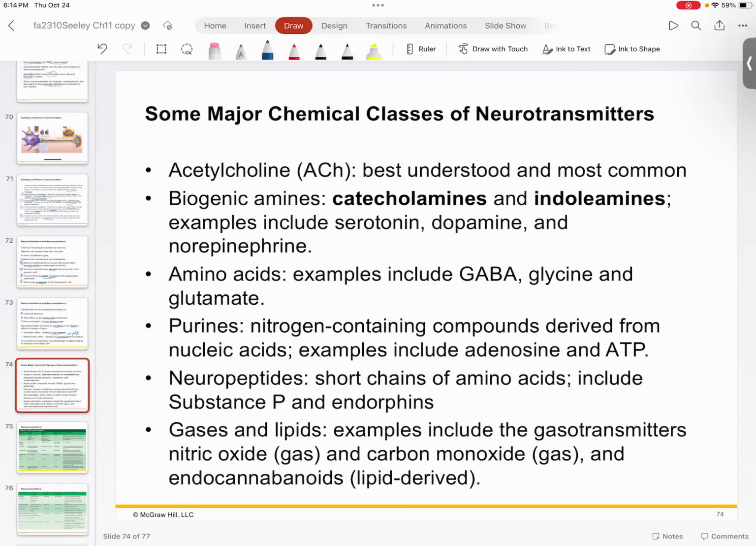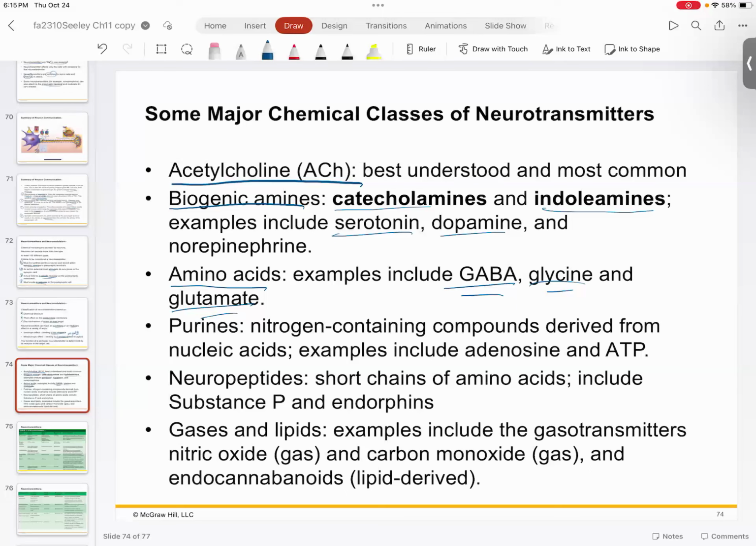So these are some of the major classes of neurotransmitters. We have acetylcholine, which we've been talking about a lot, and this is the most common one. We also have a type called biogenic amines, which are catecholamines and indoleamines. For instance, serotonin, dopamine, and norepinephrine are biogenic amines. Some amino acids are neurotransmitters. For instance, GABA, glycine, and glutamate are all types of neurotransmitters.